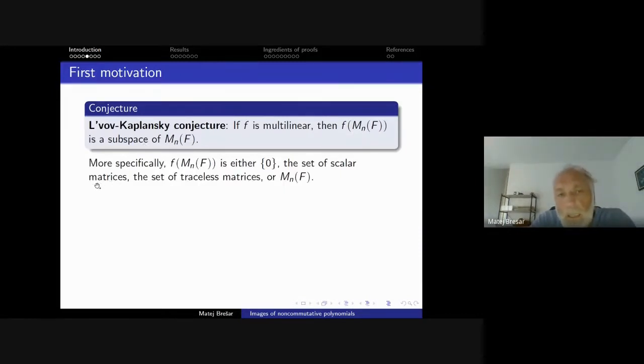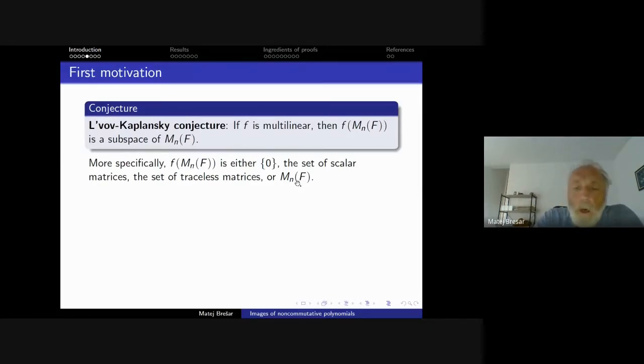Well, another interpretation of this problem is that, in view of what I just mentioned, that the linear span of the image is always a Lie ideal, and that there are only four Lie ideals of the matrix algebra, one has to show that the image of a multilinear polynomial is either trivial, the scalar matrices, traceless matrices, or the whole algebra.